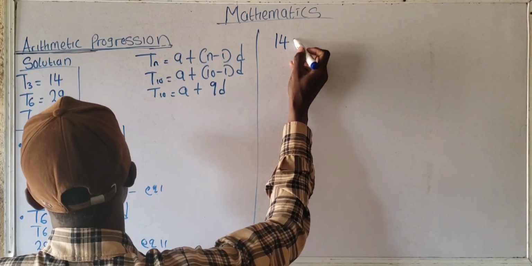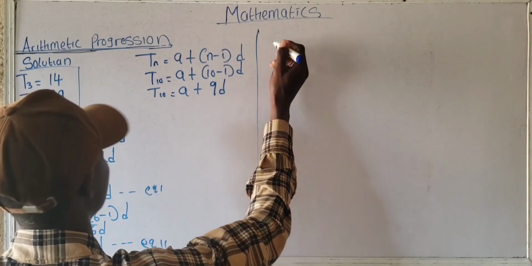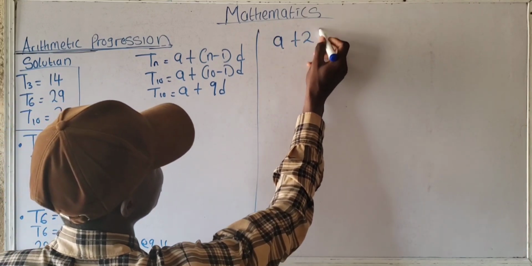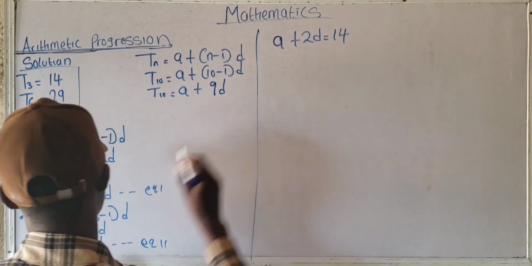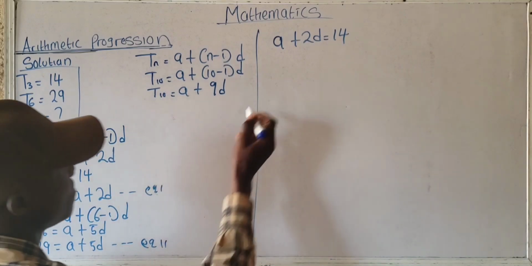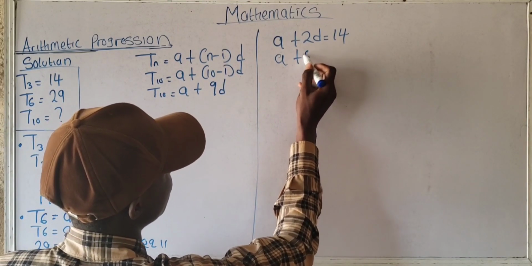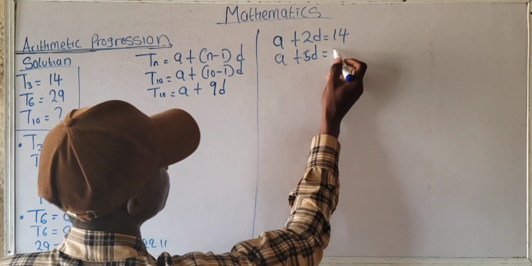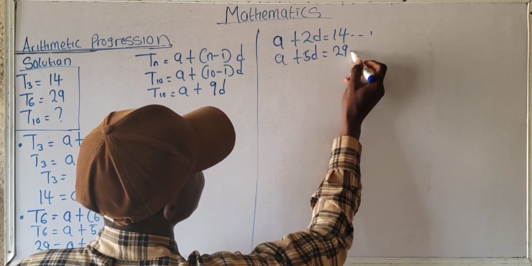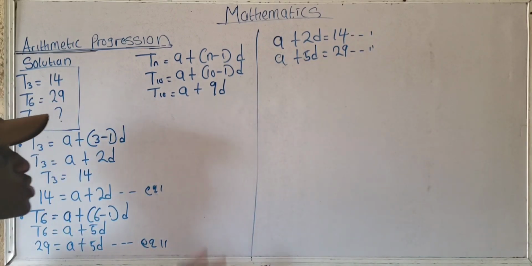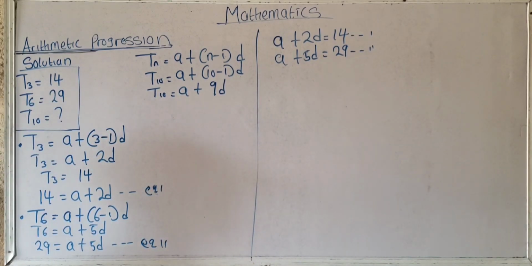Okay, 14. Let's rewrite the equation as this. A plus 2d equals 14. That's equation 1. Then equation 2: a plus 5d equals 29. Okay, 1, 2. Now, how do we solve these equations simultaneously?